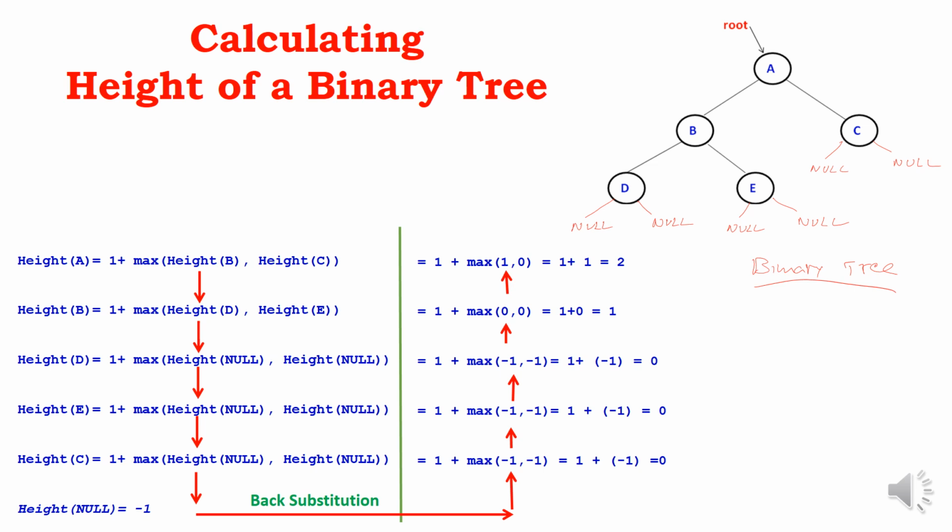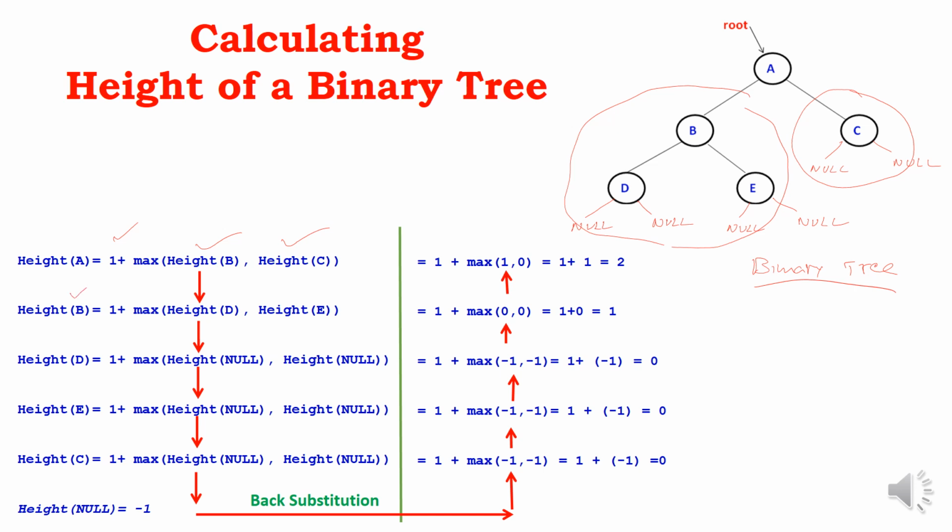Height of A is 1 plus the height of the left subtree and the height of the right subtree, which will be 1 plus maximum of height of B comma height of C. If we find height of B and height of C, then find the largest value out of these two heights, and add 1, we will get height of A. But we don't know what is height of B. It is a recursive function. So we are going to find height of B.